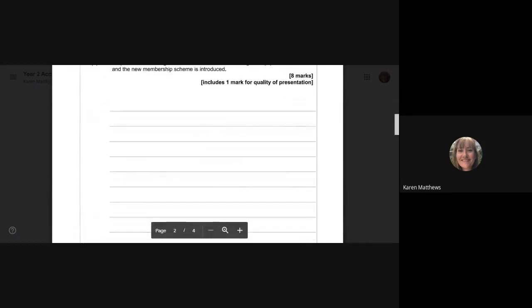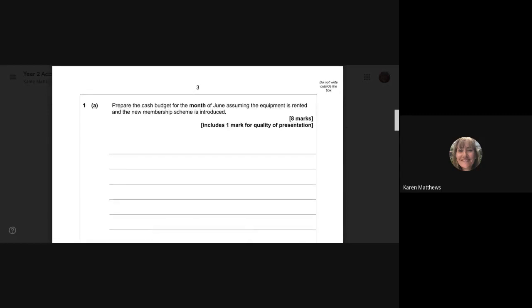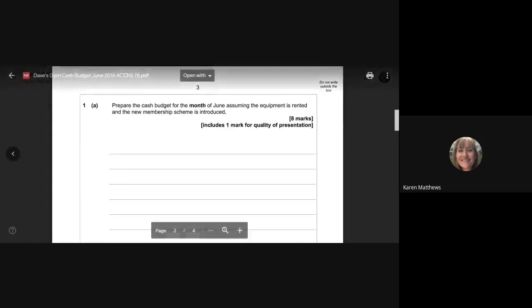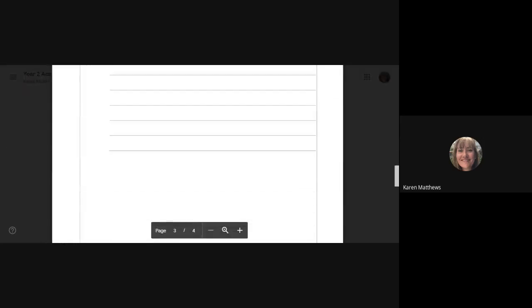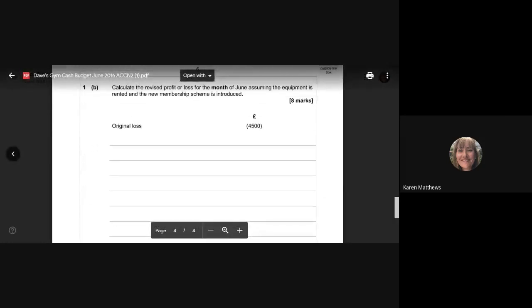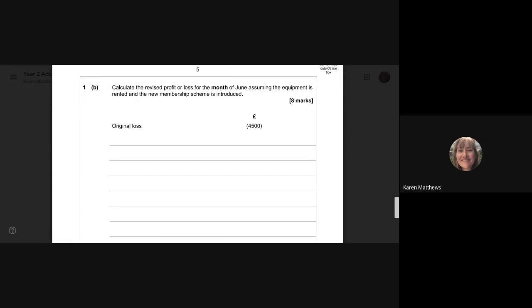So what you've got to do then is work out with a cash budget for the month of June. So that's from scratch. So take into account all his income, his monthly fees, and 1/12 of his annual fees, and then work out the profit. And don't forget that you've got prepayments in terms of income and expenses.